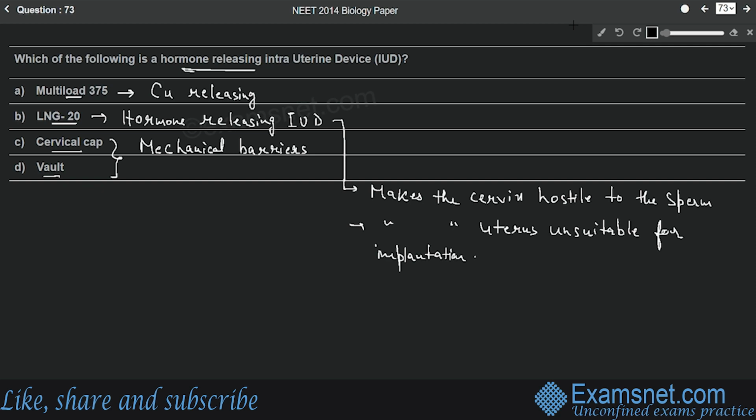Therefore, the correct answer will be option number B, LNG20.